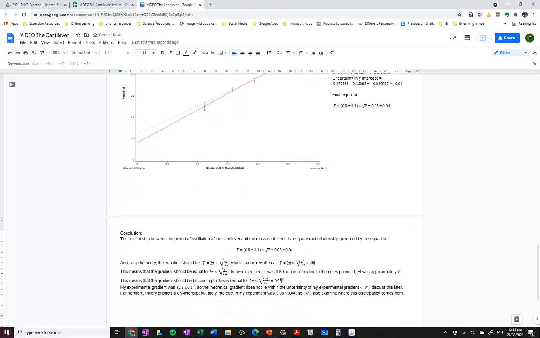So in theory, the gradient should have been 0.981. In experiment, the gradient was only 0.8. In theory, the y-intercept should be 0, but in experiment, my y-intercept was 0.08 plus or minus 0.04. So 0 does not lie within that, and 0.98 does not lie within this one. So there are some issues to discuss, which is not necessarily a bad thing. It just means that there are some things that we didn't take into account in our experiment.